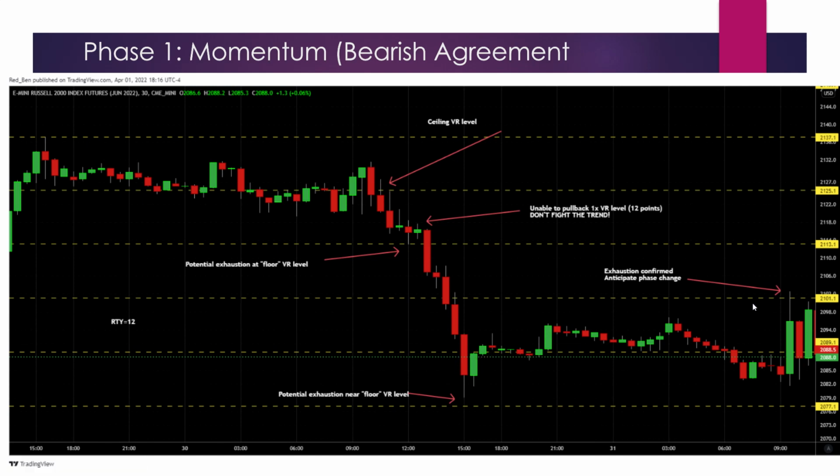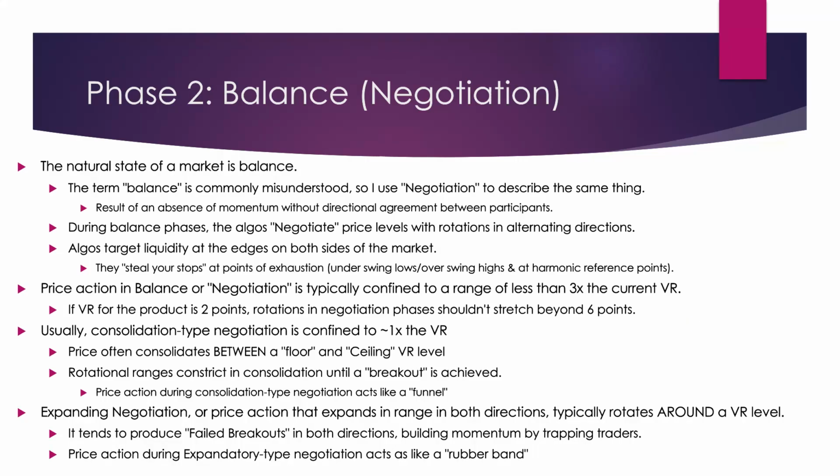Once we've pulled back all the way to a previous VR level here that was retested, see that? We've now come back to it. We've confirmed the phase change and now should be looking at a different type of trading. So what do you do when you're not in momentum or you're not in agreement? And to know that, you need to understand the other phase, which is balance, or what I call negotiation.